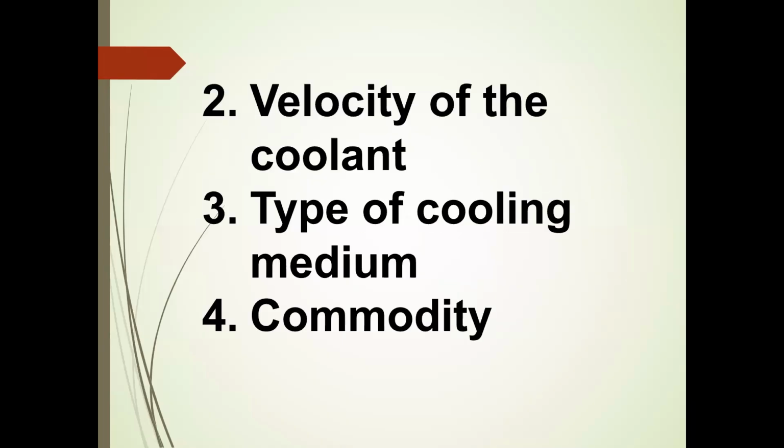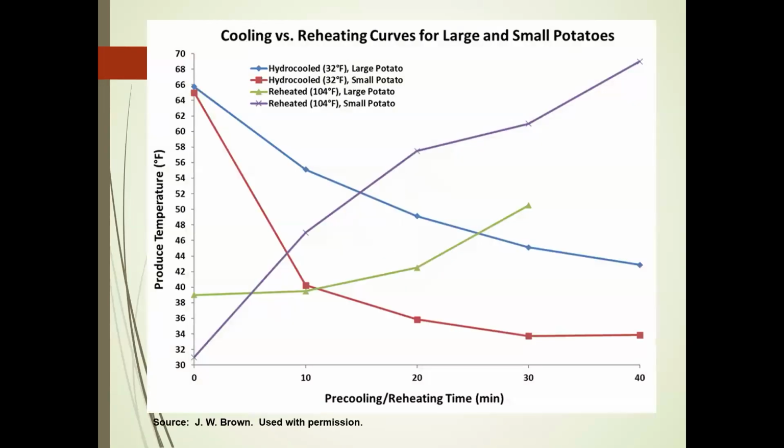The half cooling time is also affected by the velocity of the coolant going over and through the containers, the type of cooling medium, and the commodity itself. In this figure, we're observing cooling and reheating curves for large and small potatoes. The red line represents small potatoes that were cooled with cold water at 32 degrees Fahrenheit.